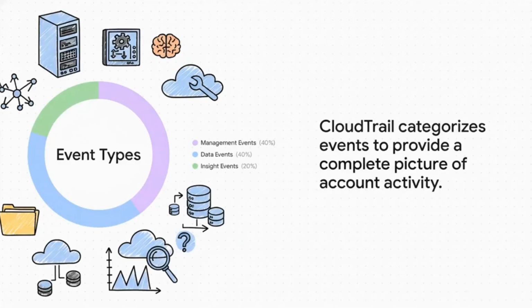CloudTrail also categorizes these events for you, which is really, really helpful. You've got management events, which are about your control plane. Think creating a new user or firing up an EC2 instance. Then there are data events, which are the actions on your data, like someone reading an object from S3. And finally, you have insight events, which use machine learning to flag unusual activity that might be a security risk. Together, they give you a very, very complete picture.